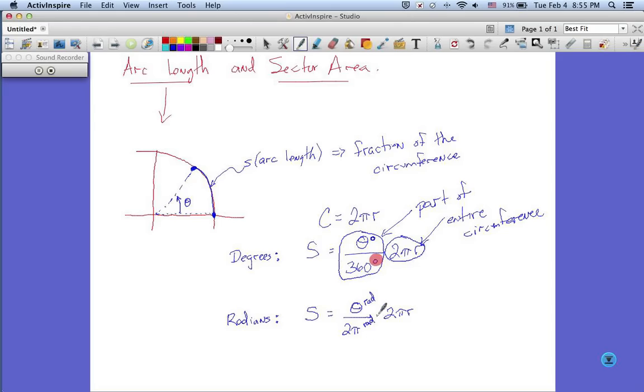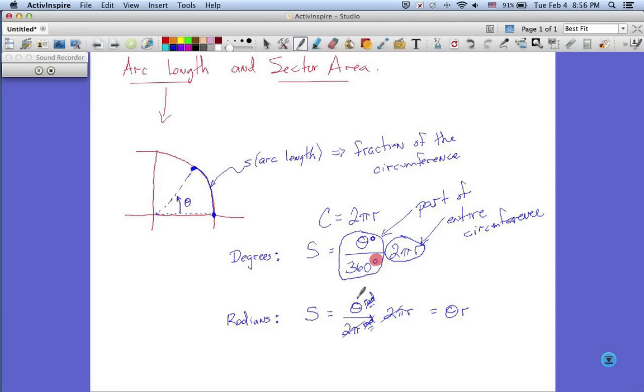I'm just kind of doing it to show. Radians, radians. So units cross out, just like degrees crossed out here, and I get a distance. Well, besides the units crossing out here, 2 pi and 2 pi cross out, and I have this very easy formula. Arc length is theta times the radius. The angle in radians times the radius.